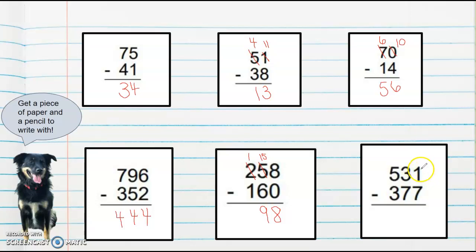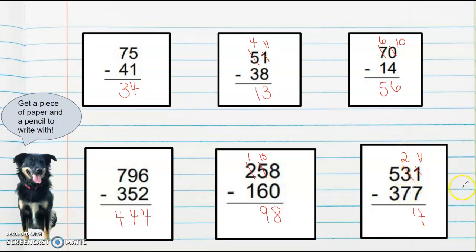I cannot take away 1 minus 7, so I have to go borrow. Remember, when you borrow, that number goes down 1, so my 3 turns into a 2. The one that I borrowed over here makes my 1 turn into an 11. So now I can do 11 minus 7, which is 4. Okay, when I go to the tens place, remember, we are not using this 3 anymore. This 3 is now a 2.